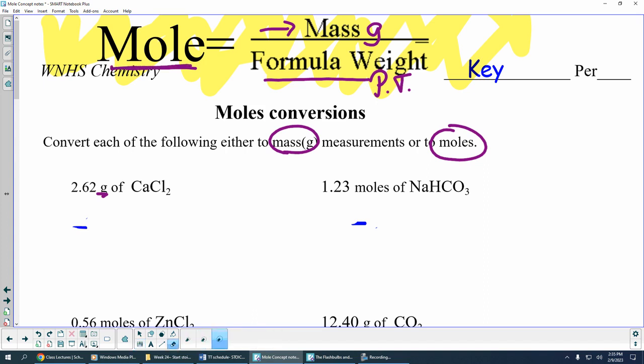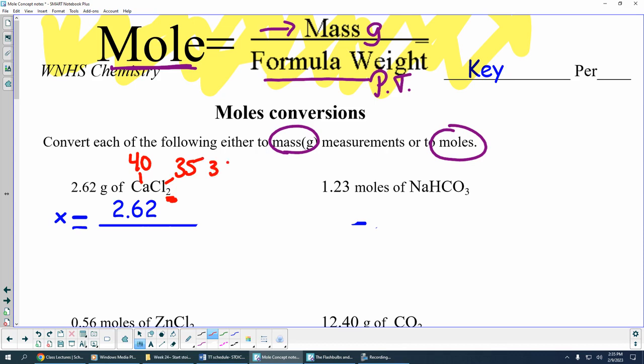So the first thing I'm going to do here is say I want to find moles because I'm given grams. And I'm going to put my mass over, and now we have to calculate a formula weight. So the way that we're going to calculate the formula weight is with our periodic table. I see that I have calcium. If you look up the atomic mass of calcium, it's 40. And I have 2 chlorines. And if you look up on your periodic table, chlorine has an atomic mass of 35. So to get my formula weight of calcium chloride, I'm going to do 40 plus 35 plus 35. When you add that up, you get 110.